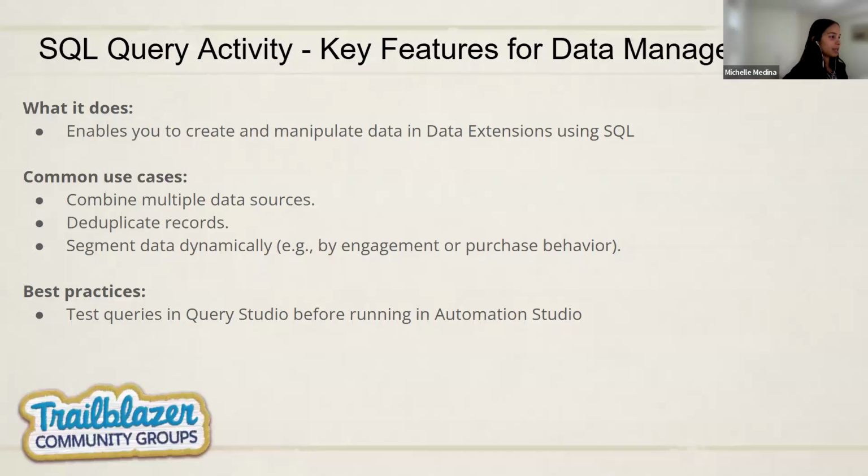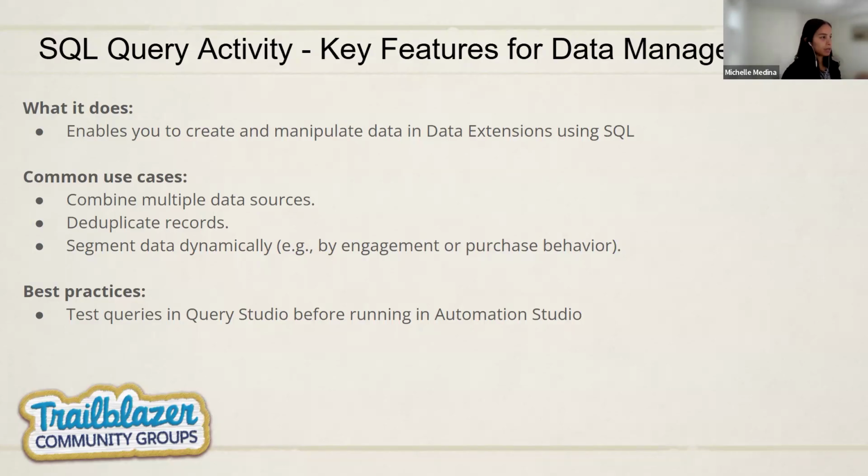You can use this activity to create new data extensions and manipulate data within multiple data extensions using SQL. A common use case is combining multiple data extensions and getting one data extension out of the few you want to combine. You can combine them by joining based off of usually a primary key. Salesforce contact ID is a common primary key used within data extensions. That's how you can join multiple data extensions and get that final list. You could also duplicate records using SQL, and segment dynamically. As mentioned, SQL is a robust tool, and you can do a lot of powerful things. Some examples could be segmenting by email engagement, or a customer's purchase behavior and past behavior, and so forth.